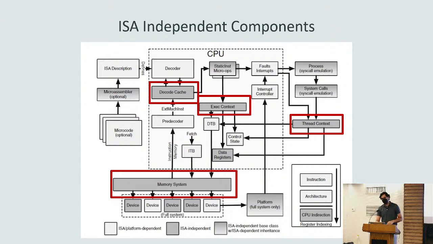The two important things that I want to point out here are the execution context, which you can see somewhere in the middle in one of the red blocks, and the thread context, which is on the right side. This execution context itself is ISA independent, but as I was telling you earlier, it is used by the instructions to access the CPU state.